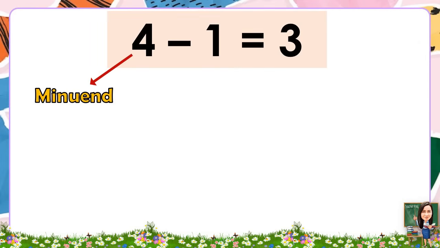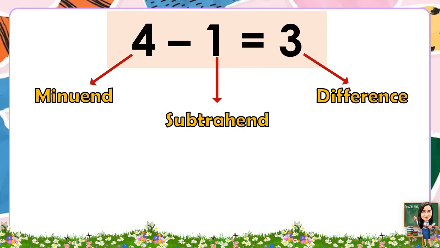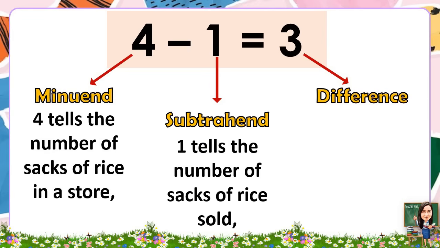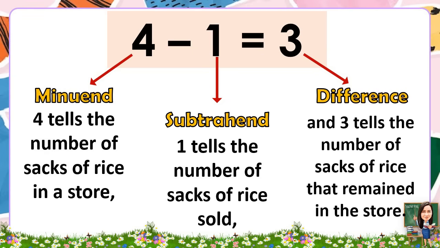4 is the minuend. 1 is the subtrahend. And 3 is the difference. 4 tells the number of sacks of rice in a store. 1 tells the number of sacks of rice sold. And 3 tells the number of sacks of rice that remained in the store.